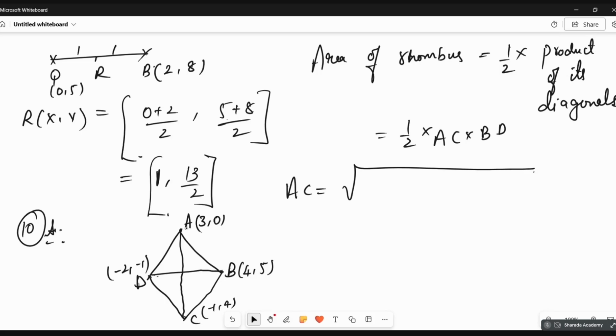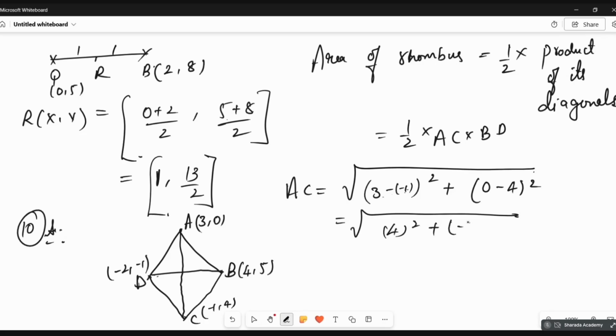It is the root of x2 minus x1 whole square plus y2 minus y1 whole square. So what is AC equal to? Root of 3 minus of minus 1 whole square plus 0 minus 4 whole square you will get. So this is equal to 3 plus 1 is 4, 4 square plus minus 4 whole square. 4 square is 16, 16 plus 16, that is root of 32 you will get. Root of 32, or 16 into 2, I can take it as 4 root 2. 4 root 2 I will get.